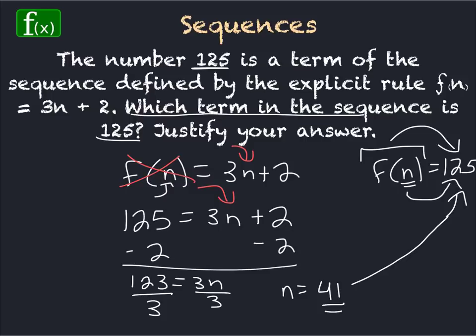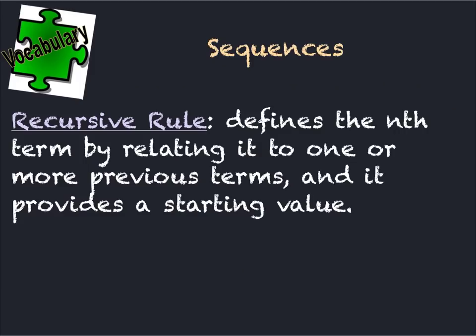So with explicit rules, when you're given the term and you're asked to find the position, you would just solve this the way you would solve any regular equation. It's a bit different though with our next type of sequence, which is recursive. So with recursive sequences, previous terms matter. Okay, so recursive relates the next term to your previous term. So you need your previous term in order to figure out what your next term of your sequence is going to be.